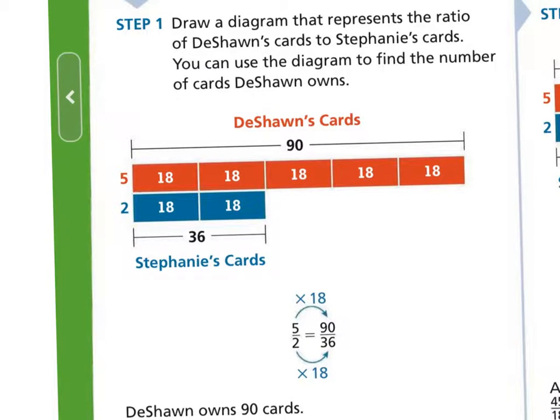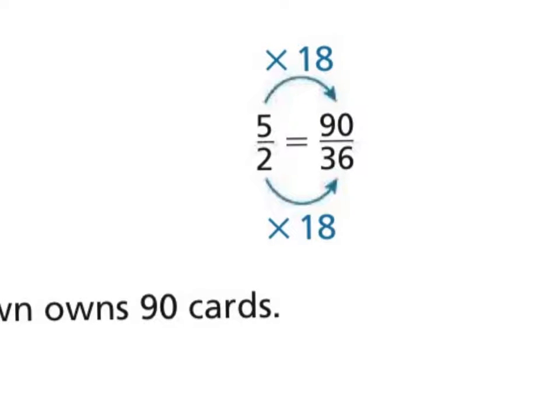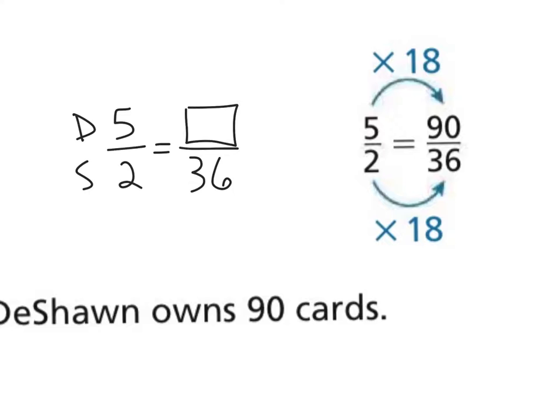So this is probably what I would have done with a slight modification. I would have said the ratio is 5:2, that's the ratio of Deshawn to Stephanie. And then we know that Stephanie has 36 cards. And the question is, how many cards does Deshawn have? So we could set up a proportion like this. If you want to do a D for Deshawn there, you could, like we've done.